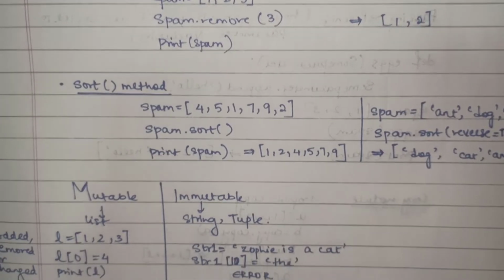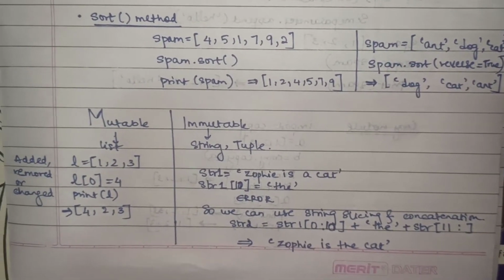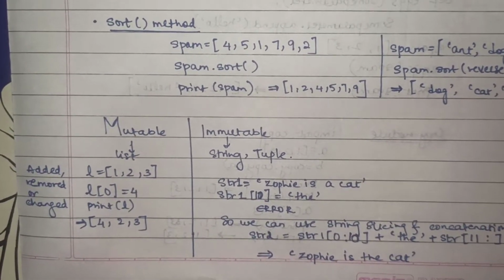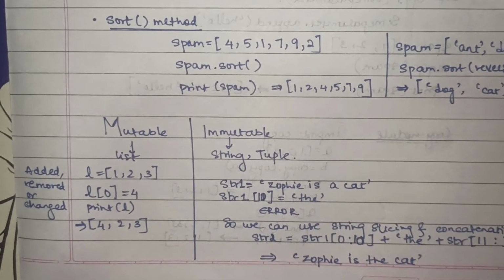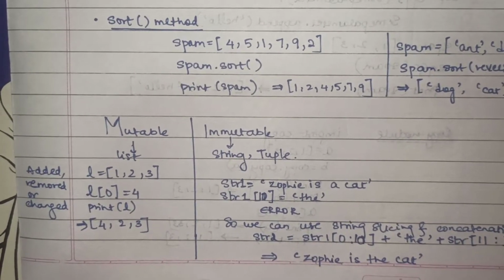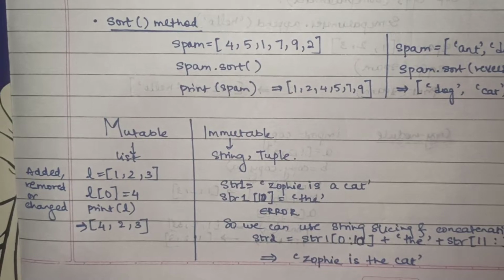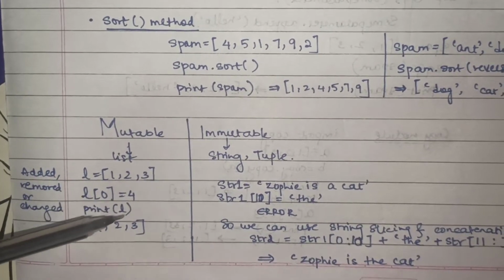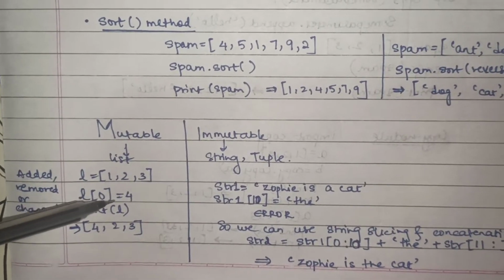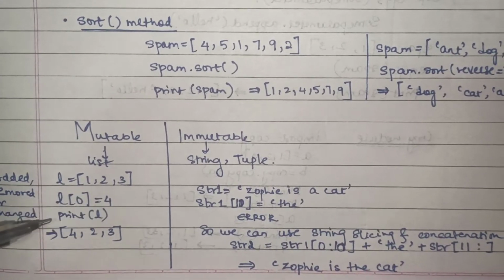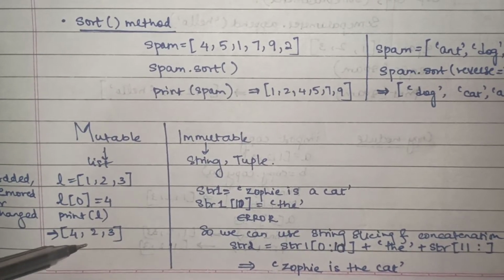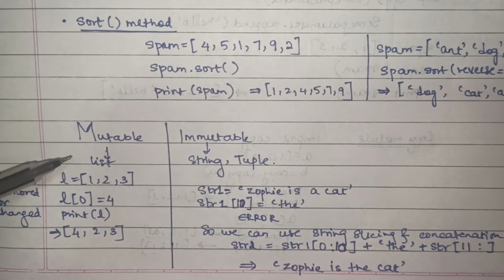Coming to the topic mutable and immutable. So what is actually mutable and immutable? See, lists are called mutable because the elements in the list can be added, removed, or changed. Suppose you want to assign L[0] equals 4, you can easily do that with L[0] = 4, and when you print L it will be changed. So this is mutable. Lists are mutable.